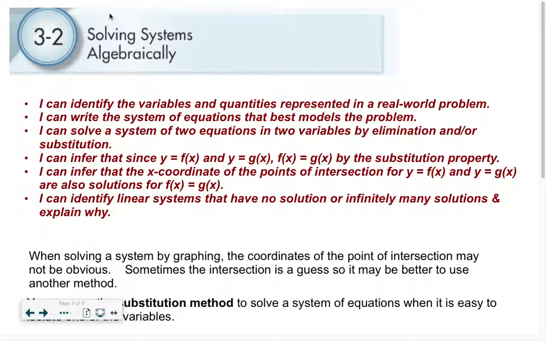Infer that since y equals f of x and y equals g of x, that f of x equals g of x by the substitution property. Infer that the x-coordinate of the points of intersection for y equals f of x and y equals g of x are also solutions for f of x equals g of x. And last one, identify linear systems that have no solution or infinitely many solutions and explain why.